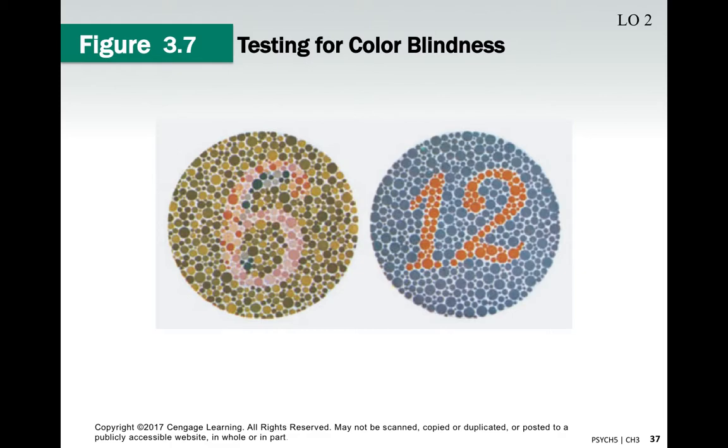So this is what color blindness looks like. If you were colorblind, you would have a tough time seeing the fact that this says 6. There's a 6 here, and there's a 12 here. These are kind of tests that you can take to see if you were colorblind. I think you can do these online as well, but this is a typical test item for if you were colorblind.